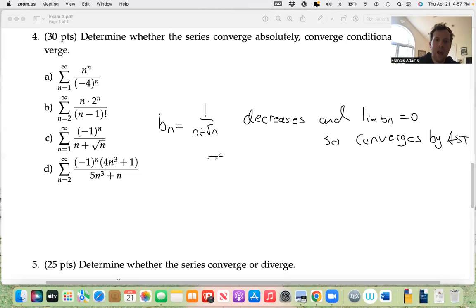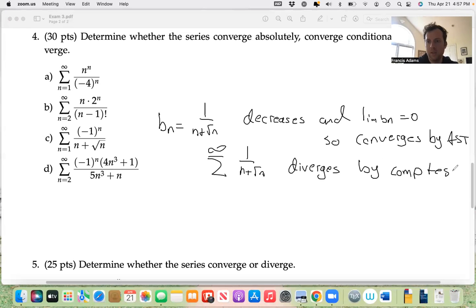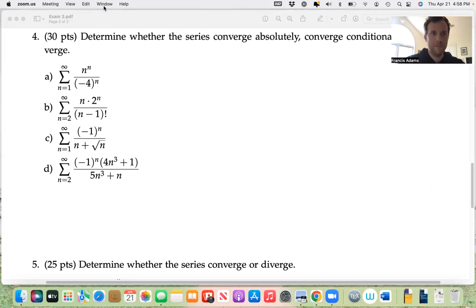But then if you look at the non-alternating version, this diverges by a comparison test. What I would do, although there are other ways of doing this, would be limit comparison with the series 1 over n, because that's the biggest power on the bottom. Okay, so that's the super quick version of how to deal with number 4 for C. Right.